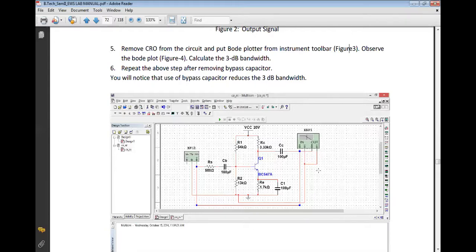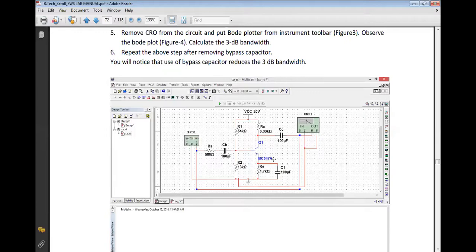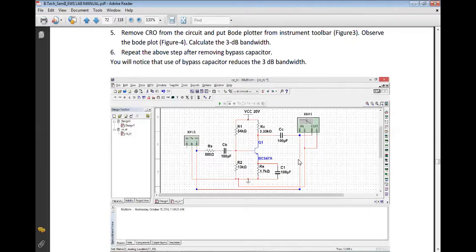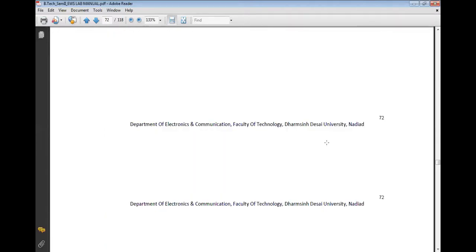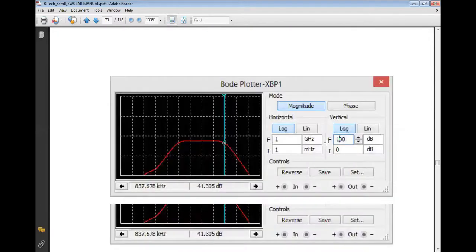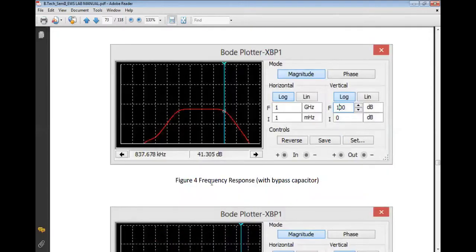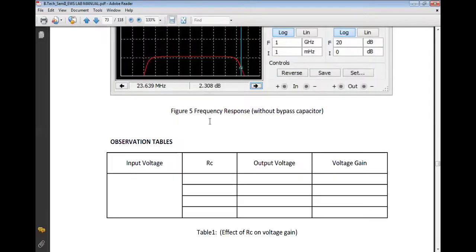You can remove this part also, that is this capacitor, so that you can understand the difference. That is what the 3 dB at which the output will be half. And you can find over here the concept of this one, that is frequency response. You can find it with the bypass capacitor. Here, this will be the scenario on the Bode plot, and over here you can see without the bypass capacitor, this will be the frequency response, right?